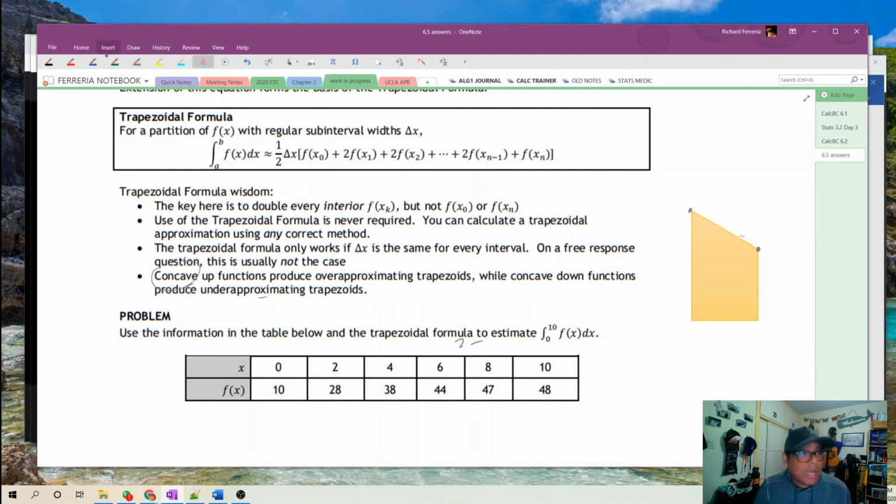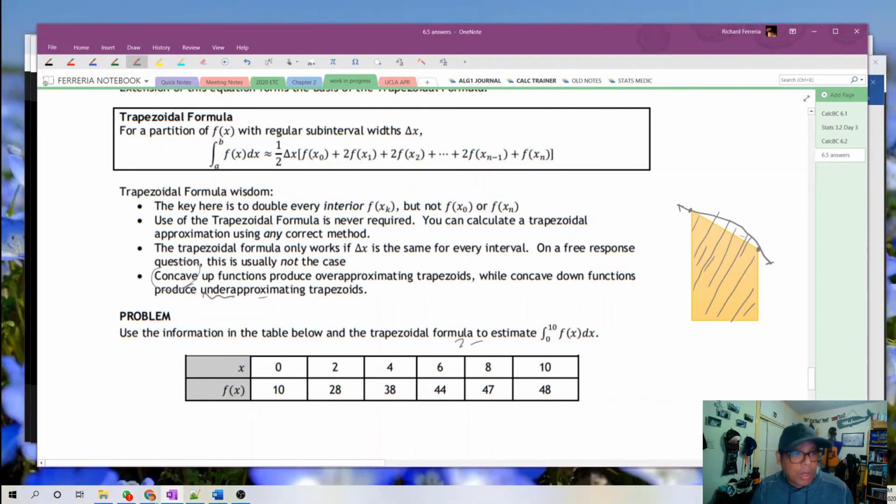Well, what about a concave down function? Okay, let's draw a concave down function and let's see what that would look like. Okay, here's a pretty decent looking concave down function. And if I was to look at the area of this sliver under the concave down function, I'll notice that the concave down function has more area than the trapezoid. So since the trapezoid has less area than underneath the curve, a concave down function will be an under approximation for that trapezoid. So that's just a quick look at that.